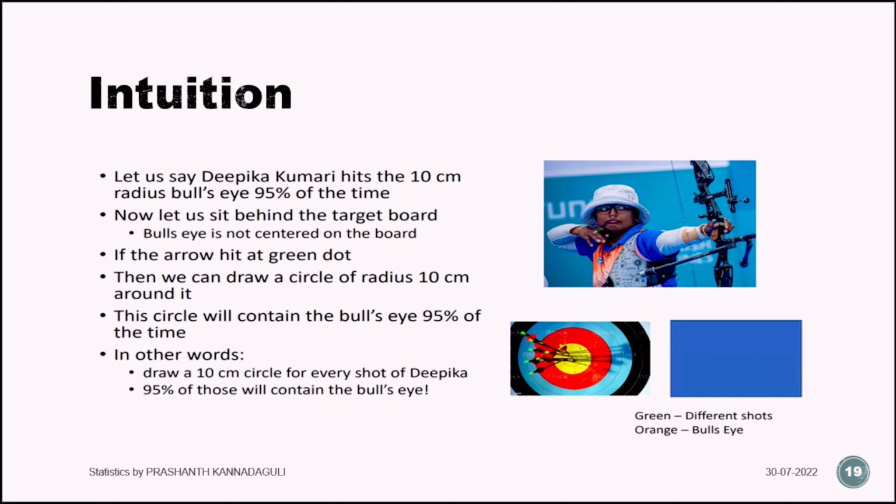Okay, fine. So, under this situation, in order to bring the concept of confidence, I will move behind the target board. So far, we were looking at the front, where there are markings. Arrows will come and hit from this side. There is a central region, the bullseye, and 95% of the time the arrow will hit over there. Now I'm going to the backside.